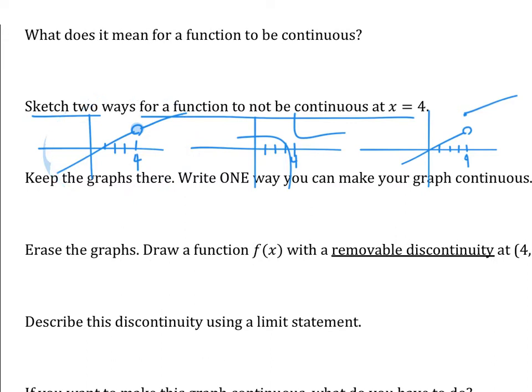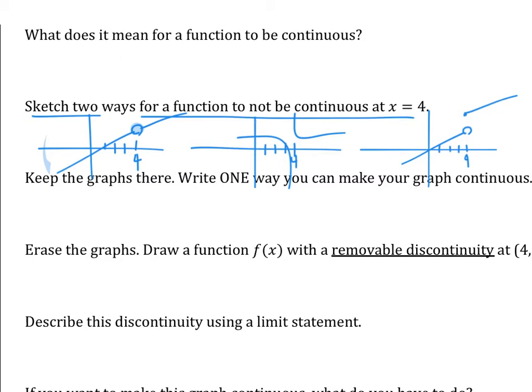Is there a way to make this continuous? No. There's nothing I can do to connect the 2 graphs together. No matter what I do, I will still have to create 2 graphs. I cannot combine them, because this actually goes up and down forever. So there's nothing I can do to connect the 2 sides of that graph, so there is no way to make it continuous.